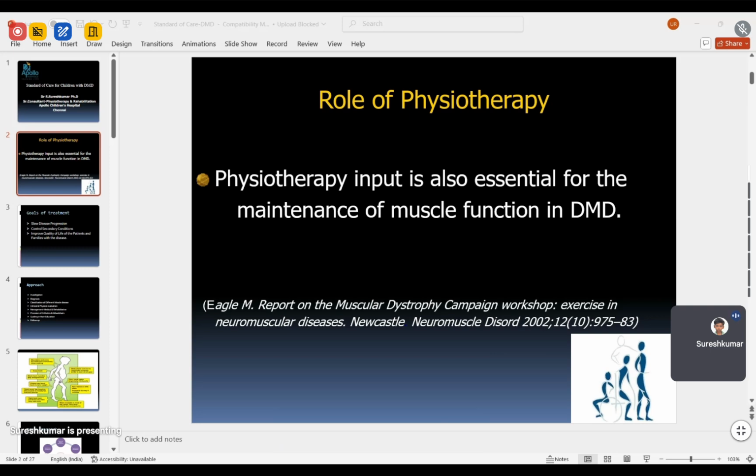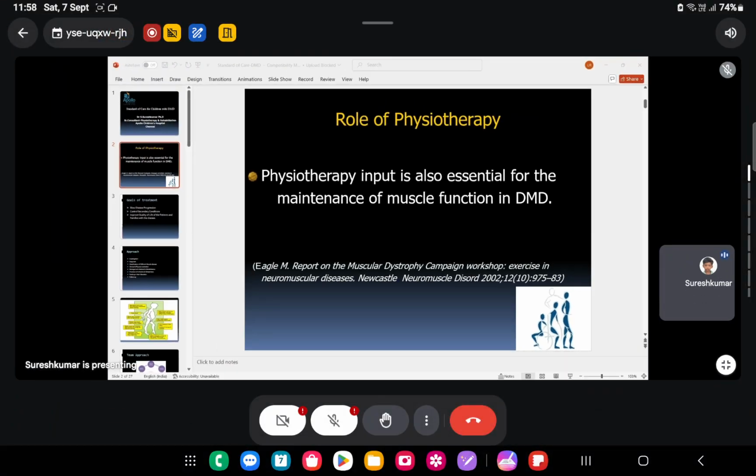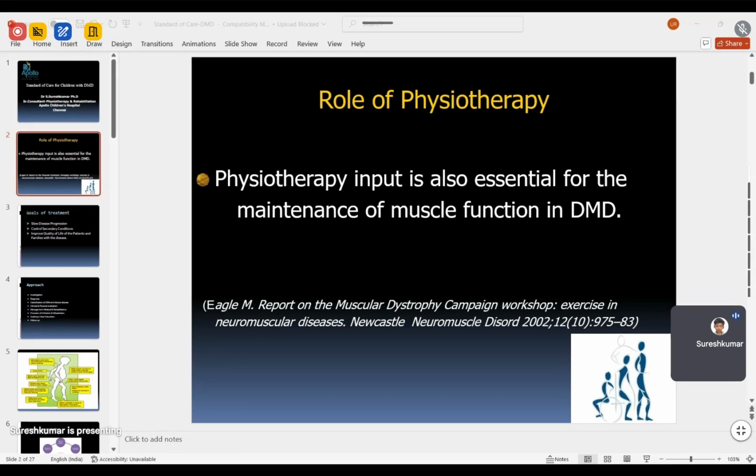There are certain protocols which need to be followed globally. Then the evaluator will be trained to do a uniform evaluation so that the outcome will be standardized across the globe. Then what we did, we worked on identifying children with Duchenne muscular dystrophy using standard diagnostic criteria.